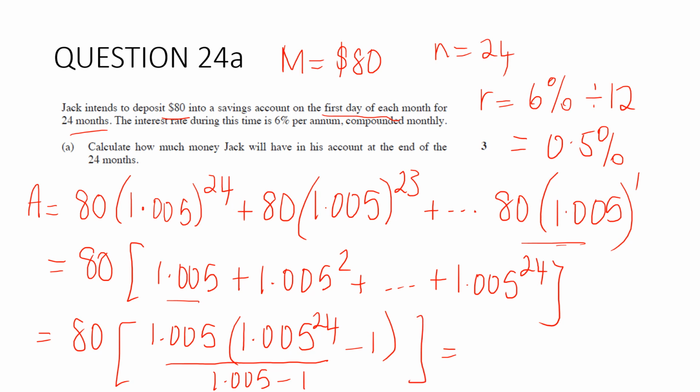And putting in the calculator, we're going to get 80 times 1.005 times brackets 1.005 to the power of 24, take away 1, close brackets, over 0.005, which is $2,044.73.